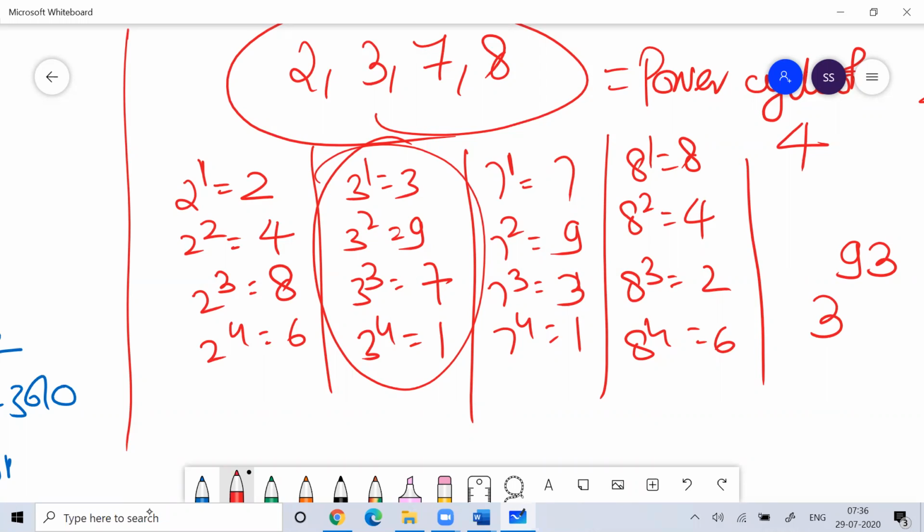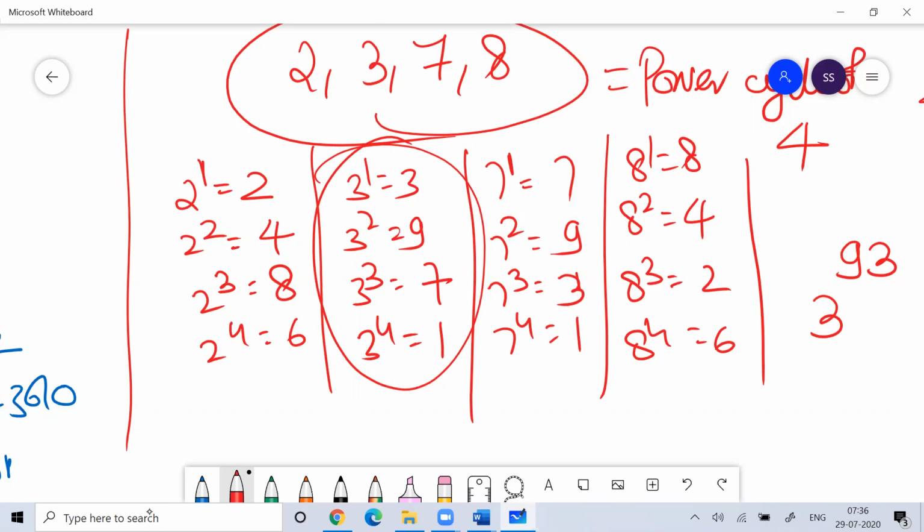If you get the remainder 3, the answer is 8. If you get the remainder 0, it means the answer is 6. Similarly, if I ask you for base 7, if you divide the power by 4, and you get the remainder 1, it means 7. If you get the remainder 2, it means 9. If you get the remainder 3, it means 3. If you get remainder 0, it means 1.